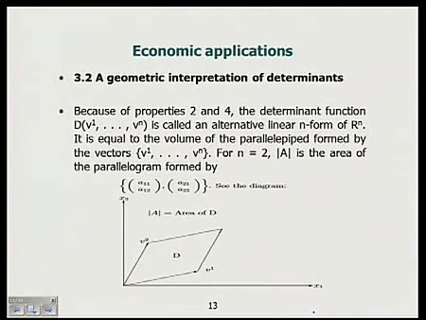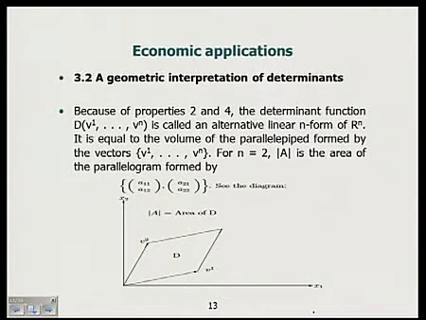Then we have a geometric interpretation of determinants. Because of properties 2 and 4, the determinant function det(v1, ..., vn), where v1 to vn is a collection of vectors, is called an alternating linear n-form of the n-dimensional space R^n. It is equal to the volume of the parallelepiped formed by the vectors v1 to vn.